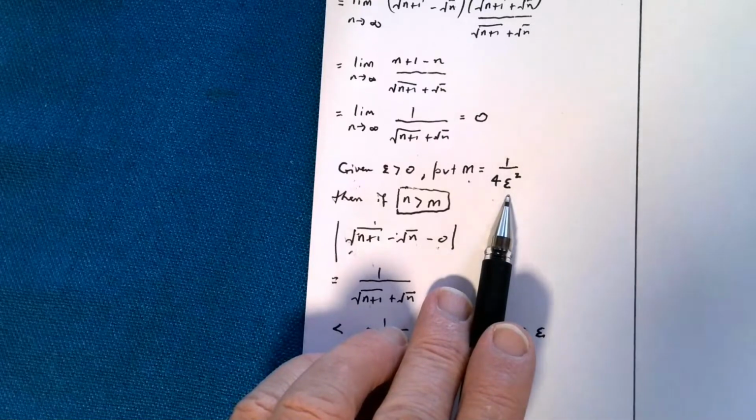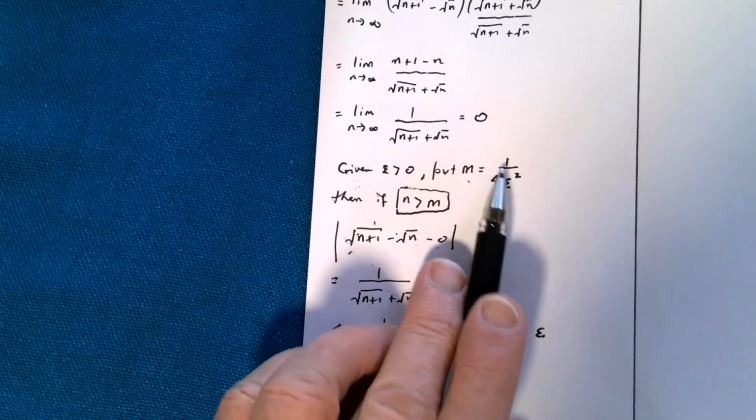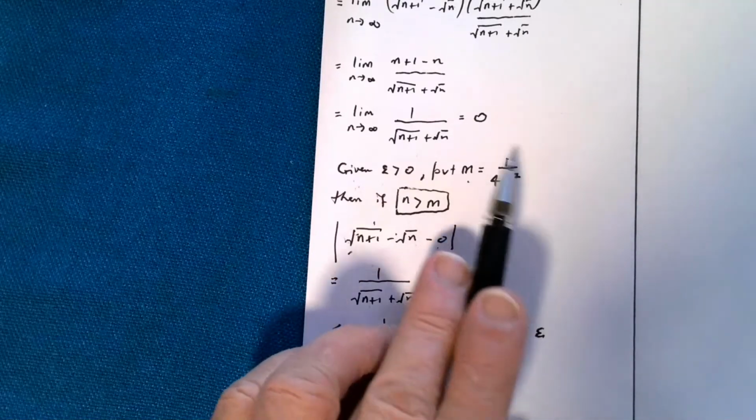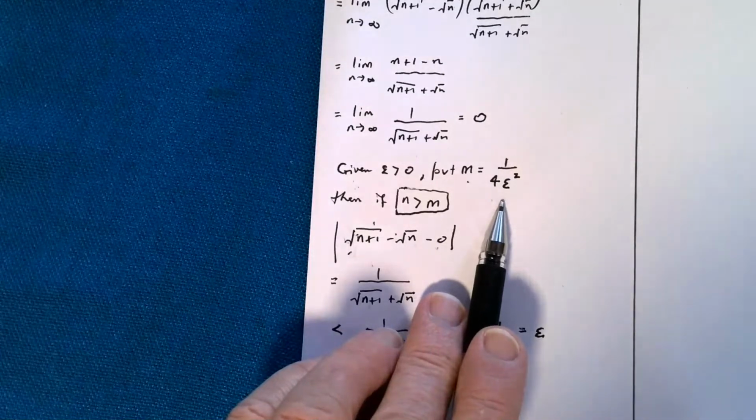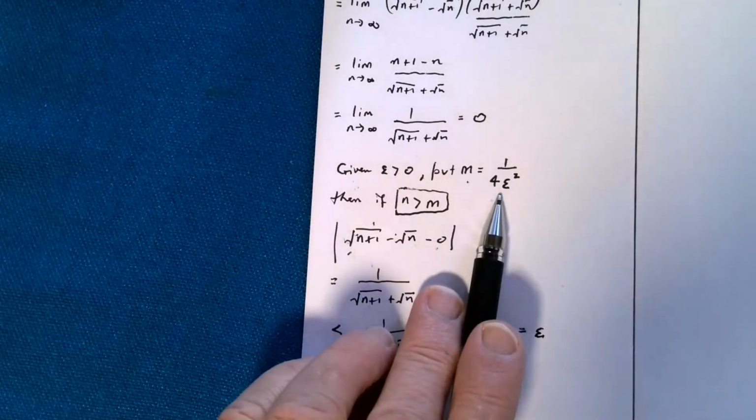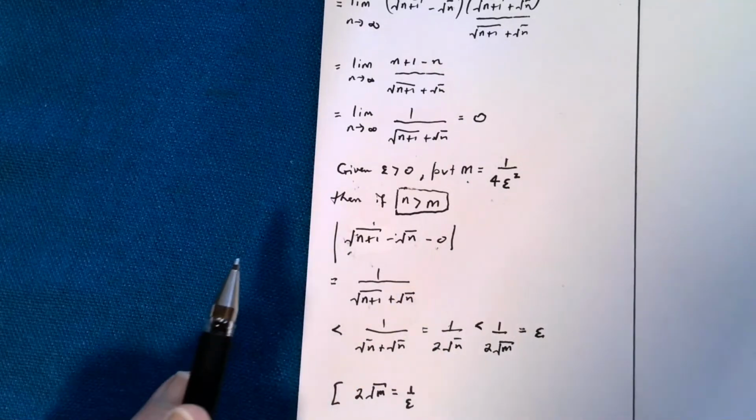So if epsilon, for example, was 0.1, then 0.1 squared is 0.01, and that would be then 100 on 4, so I'd have to go out 25 across the x-axis, across the n-axis, 25 terms in order for this to work in that case.